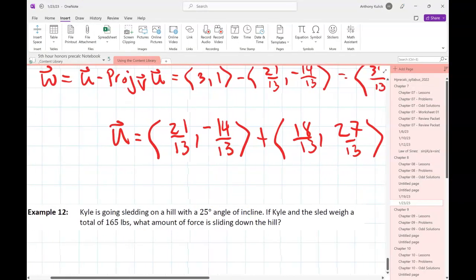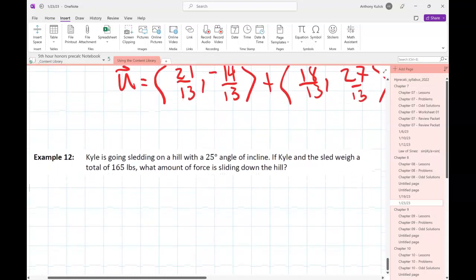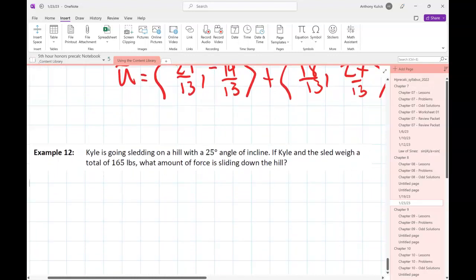Well, how many of you guys are in or have taken physics? Handful of us, great. How's this problem sound? Kyle is going sledding on a hill with a 25-degree angle of incline. If Kyle and the sled weigh a total of 165 pounds, what amount of force is sliding down the hill? Does this sound like a familiar physics kind of problem?